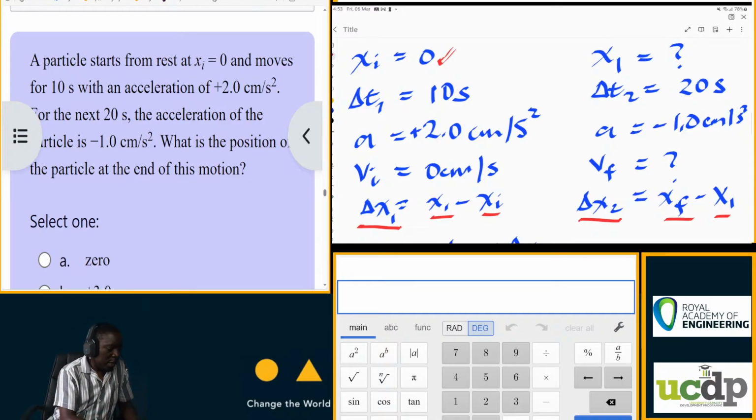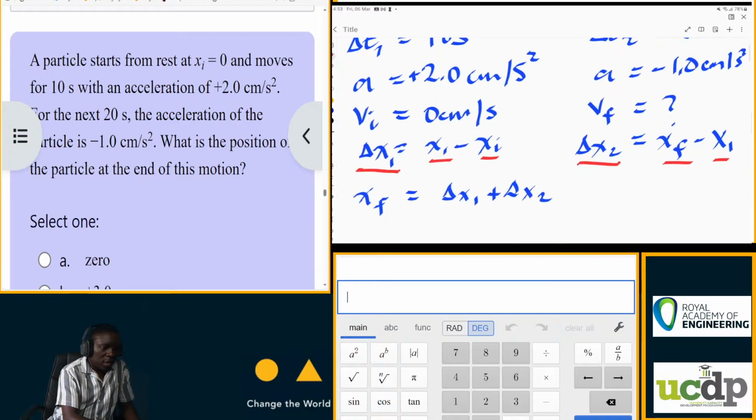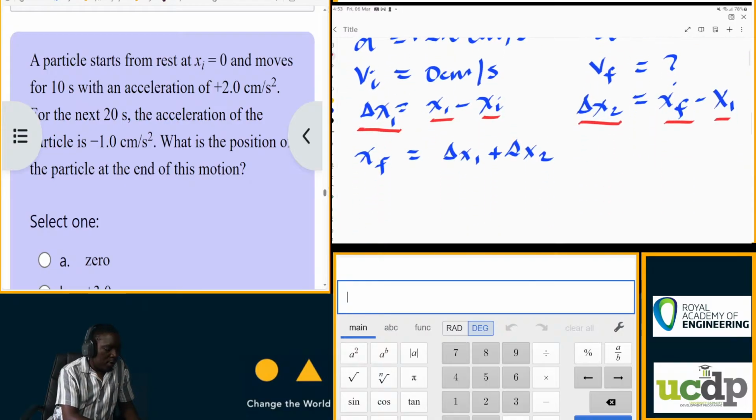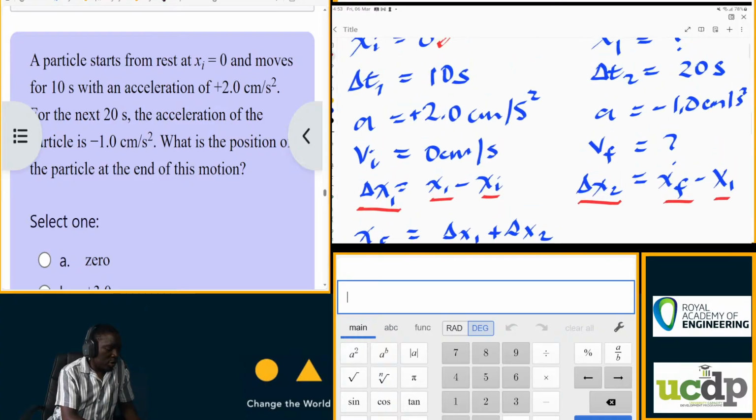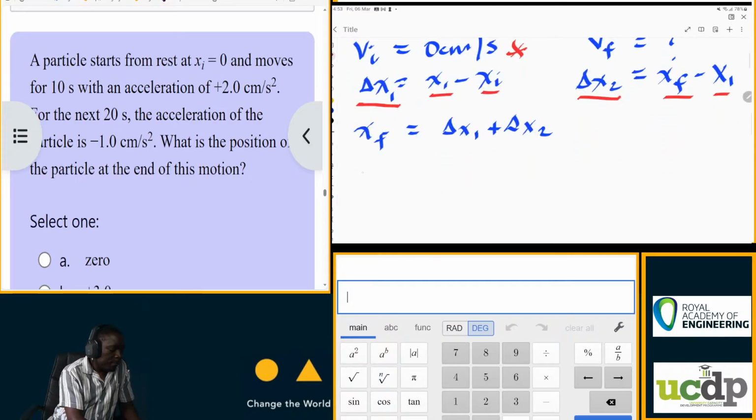So you will find for delta x1, the equation of motion should be in terms of the time that's given, the acceleration that's given, and the initial velocity, we concluded that. So the equation that has displacement that relates to this will be... we don't know the final.